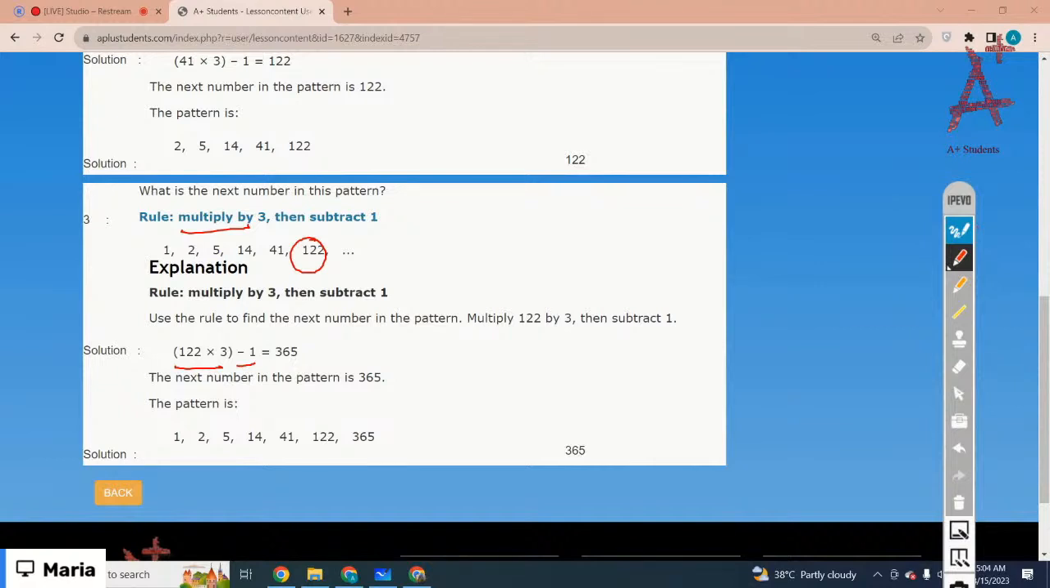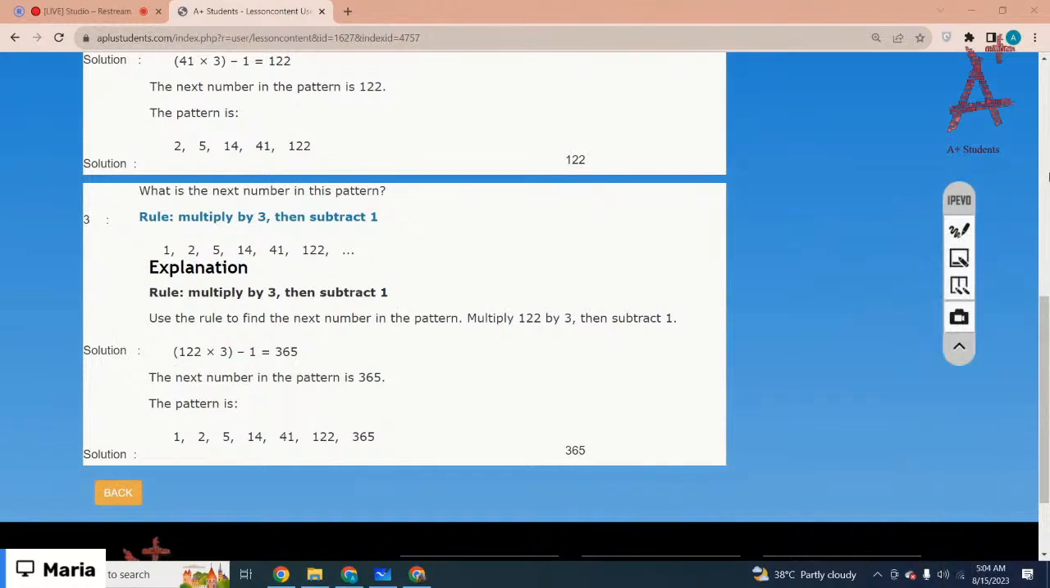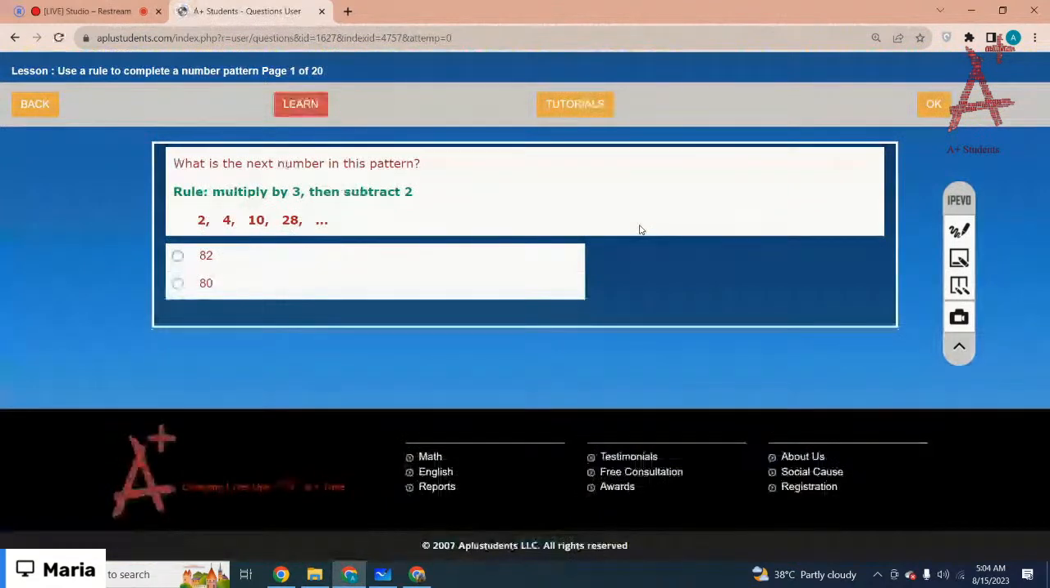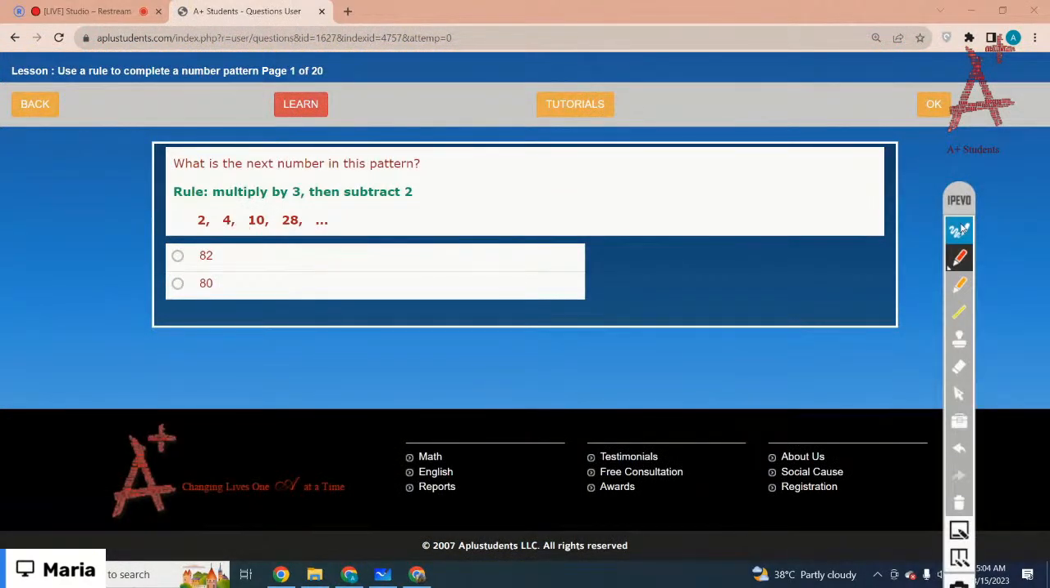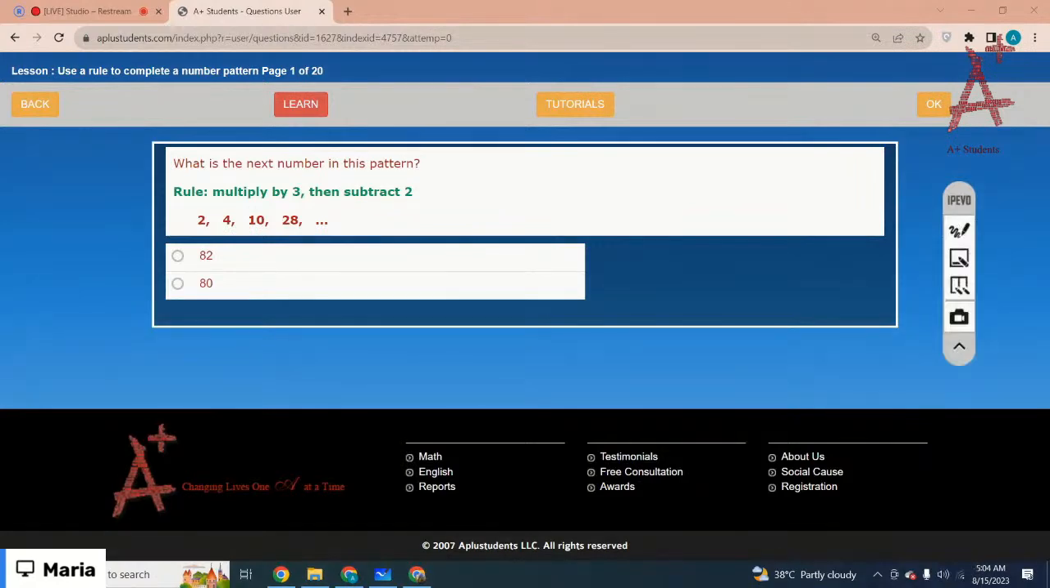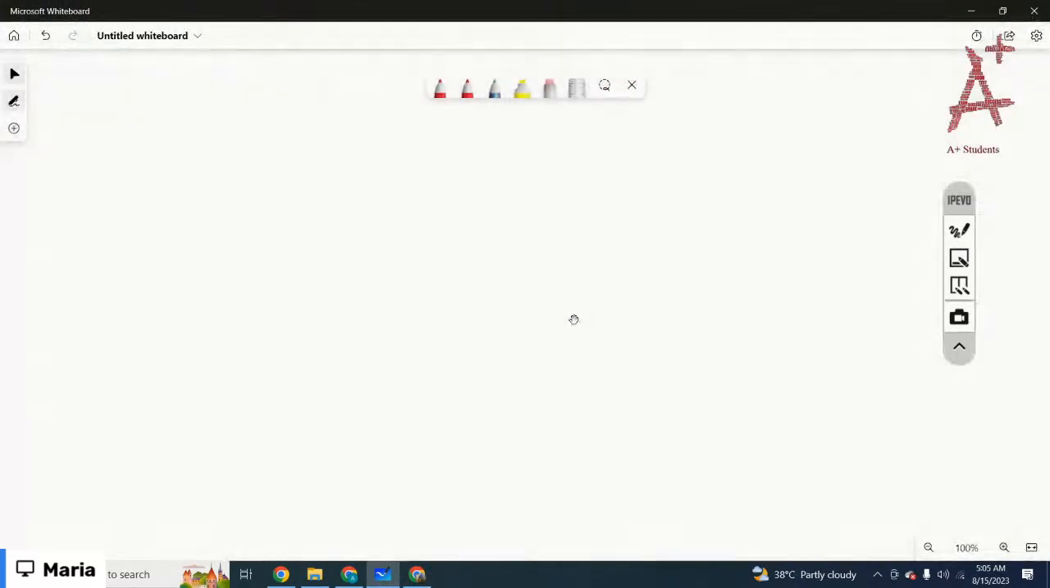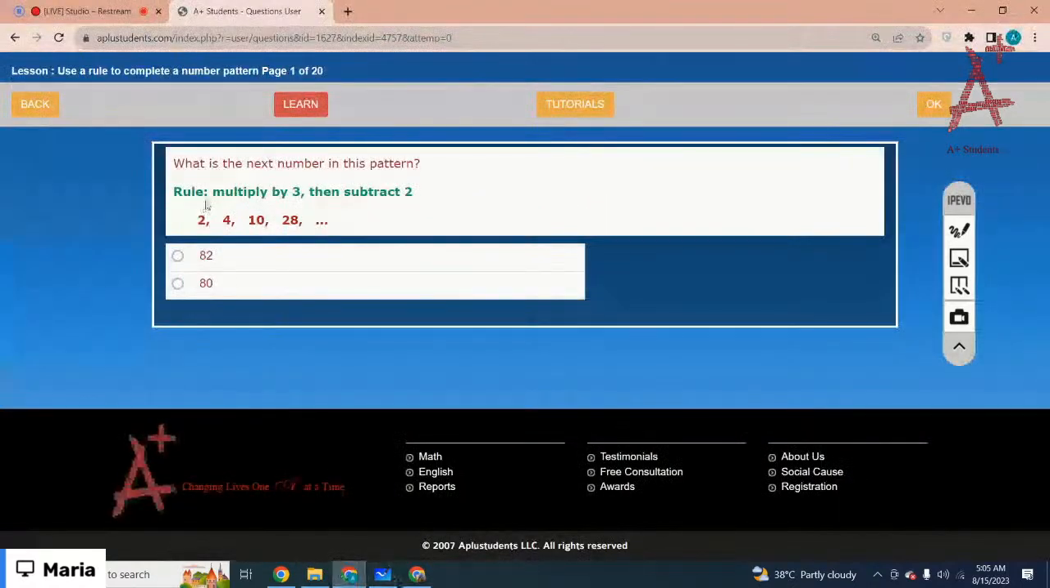Let's start with the practice questions. Okay. Find what is the next number in the pattern. So you have to find the next number. The pattern given is 2, 4, 10, 28. The rule is multiply by 3 and then subtract 2.